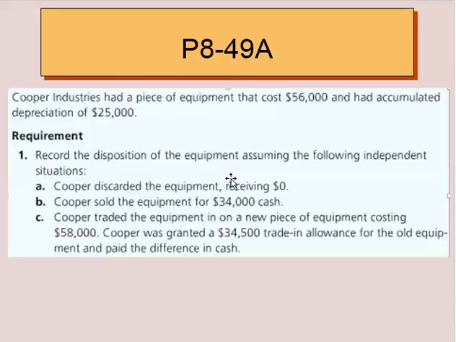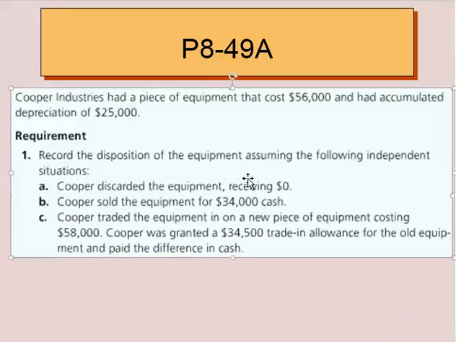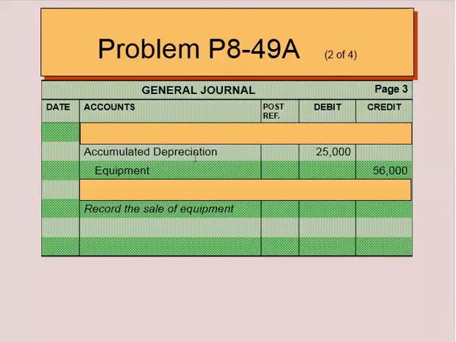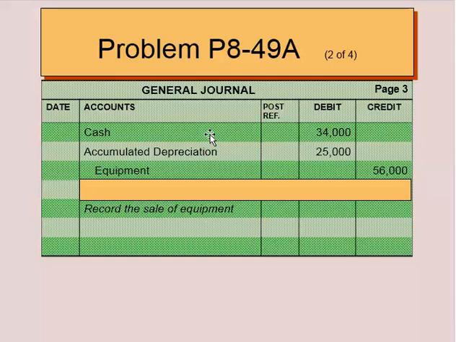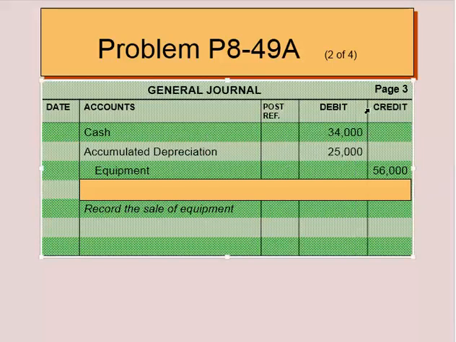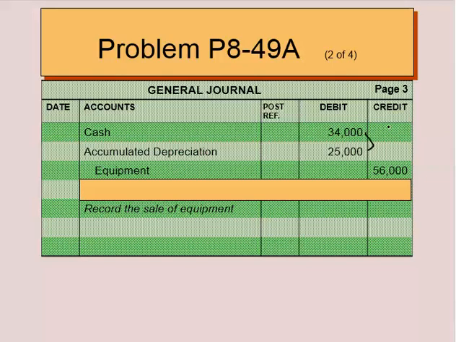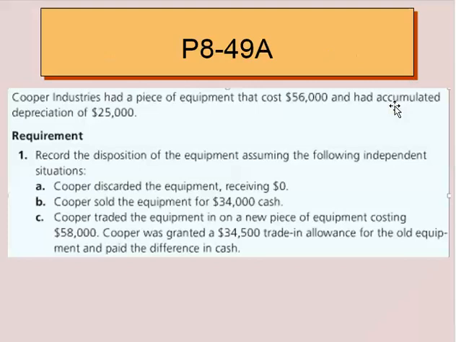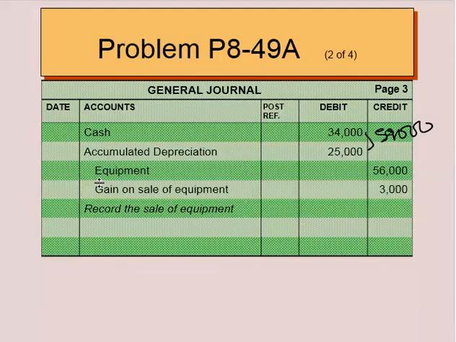Okay, let's go ahead and we'll do another one of these. Same scenario, only this time we're going to sell the equipment for $34,000 cash. So I've gone ahead in here and we've entered what we know. The other thing that we know now is that we're selling that piece of equipment for $34,000 in cash. So once we receive cash, we're going to debit cash. Now my debits, if I add those two together, would be $59,000. Well, shoot. My debits don't equal my credits. The difference is going to be $3,000, which is going to be a gain on sale.